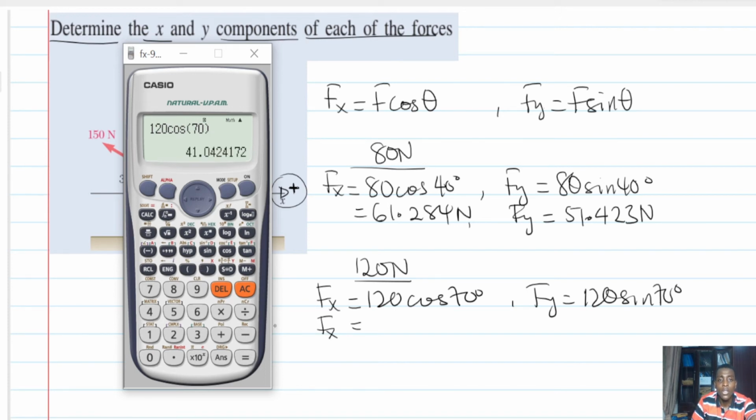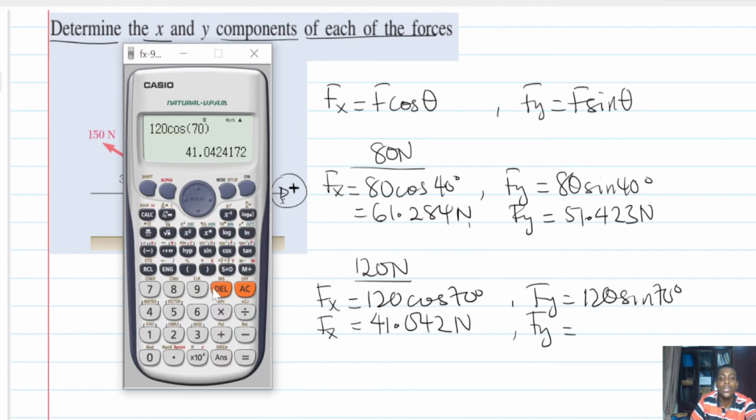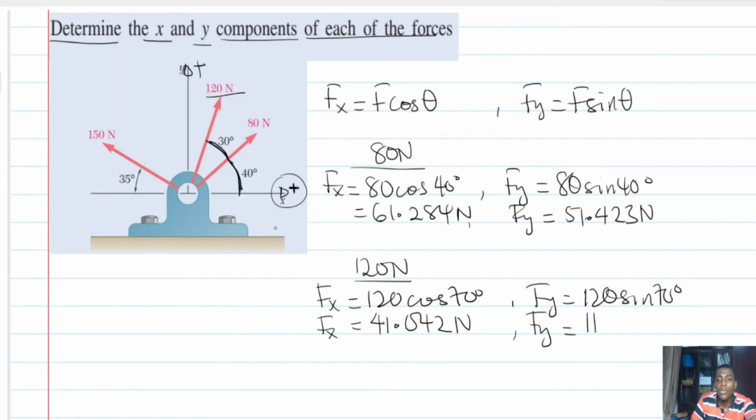Take your time. 41.042. Interesting. 41.042 Newton. And then Fy is going to be 120 sin 70, which is 112.763. 112.763 newtons. Okay, so that is the 120 guy for us.